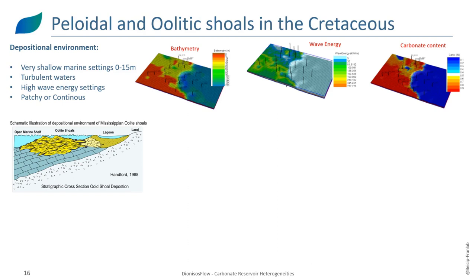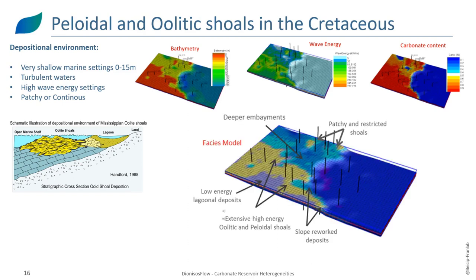Combining all of these three grids, you will be able to generate a post-process facies model. Everything that you see here in yellow represents extensive shoal, for example, in the southern part of the grid. This was an example from Kuwait, so this has also been published. We'll provide you with the publications when needed.